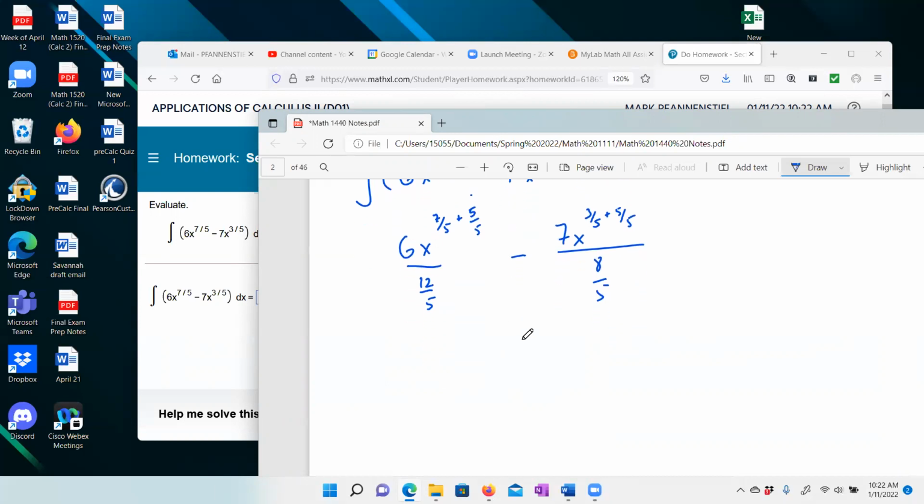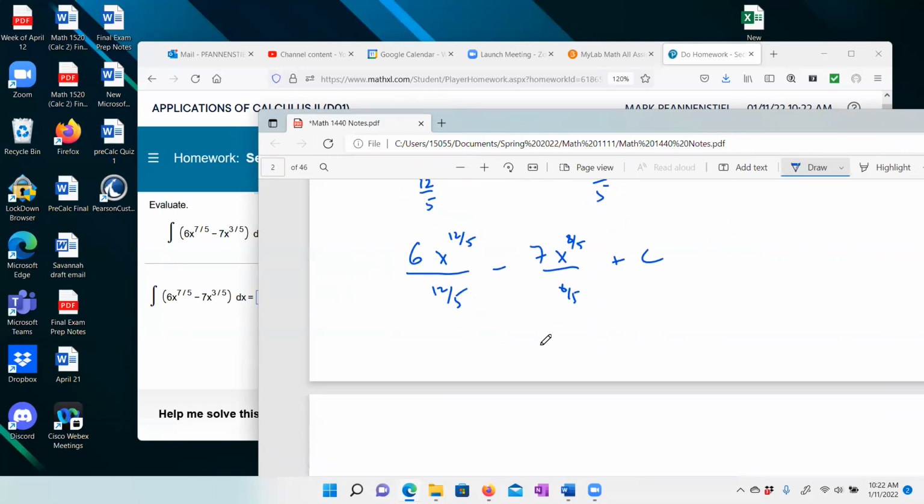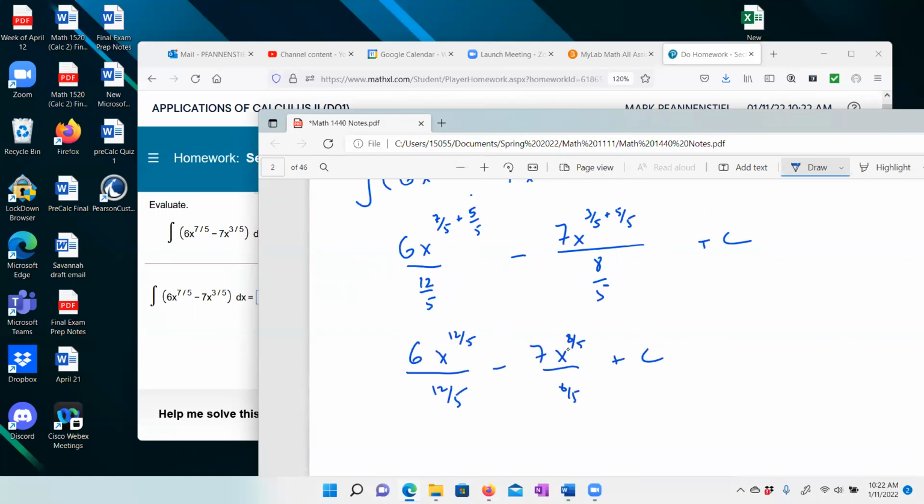Okay, so here we have 6x to the 12/5 divided by 12/5 minus 7x to the 8/5 divided by 8/5 plus c. Okay, if you forget the c when it had to be there, that's automatically a minus 1.